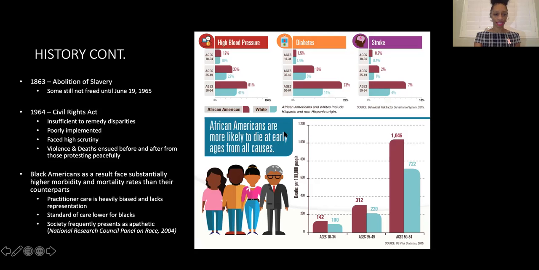When we look at practitioner care, it's heavily biased, which is part of the reason for the disparities. We also see the standard of care is much lower for Black Americans, and that's why they die at higher rates. So not only are incidence rates higher for Black Americans in pretty much every health category, but their morbidity, or their death rate, is also higher. And society frequently presents as uncaring and apathetic.